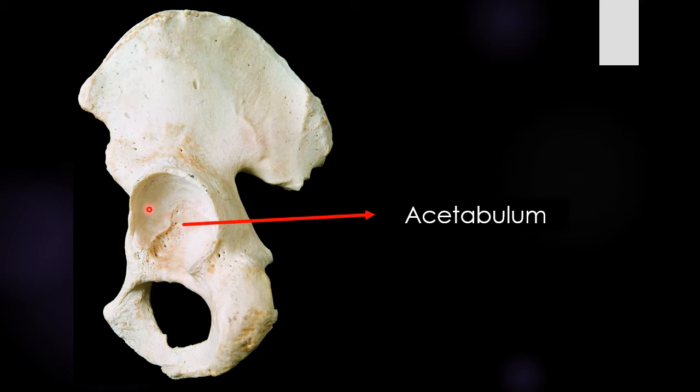The socket is contributed by this acetabulum, where we can identify the three bones, ilium, ischium and pubis, which fuse with each other in this particular area. Okay, so that is about the acetabulum. And the next thing we are going to see is the gluteal surface of the ilium.